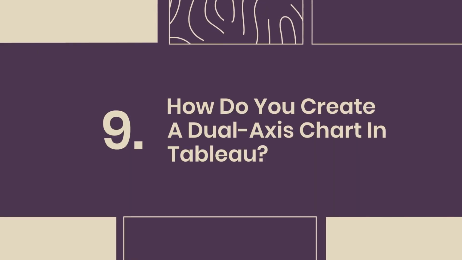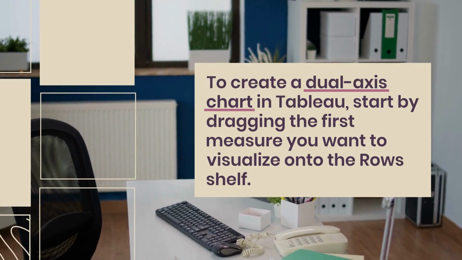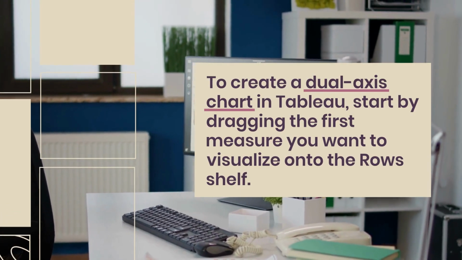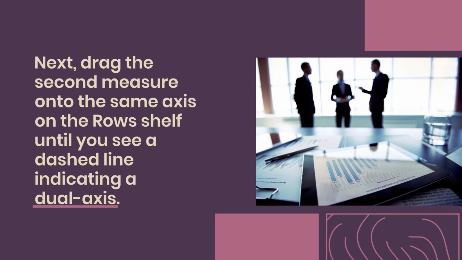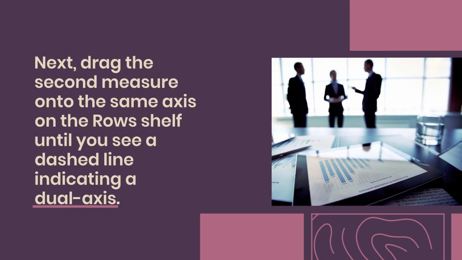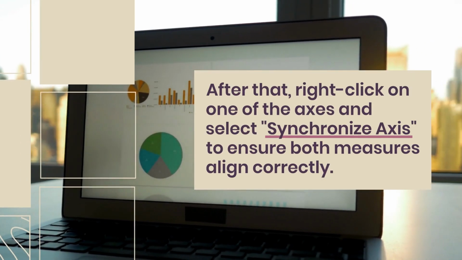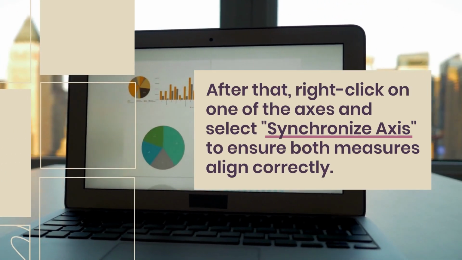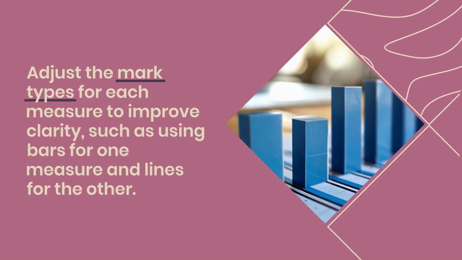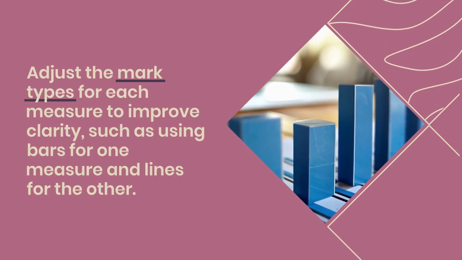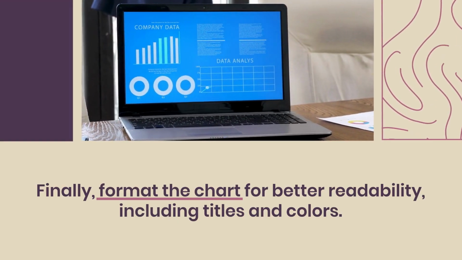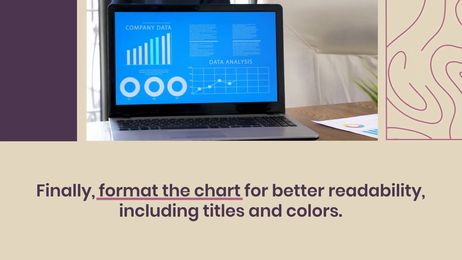9. How do you create a dual-axis chart in Tableau? To create a dual-axis chart in Tableau, start by dragging the first measure you want to visualize onto the rows shelf. Next, drag the second measure onto the same axis on the rows shelf until you see a dashed line indicating a dual axis. After that, right-click on one of the axes and select Synchronize Axis to ensure both measures align correctly. Adjust the mark types for each measure to improve clarity, such as using bars for one measure and lines for the other. Finally, format the chart for better readability, including titles and colors.